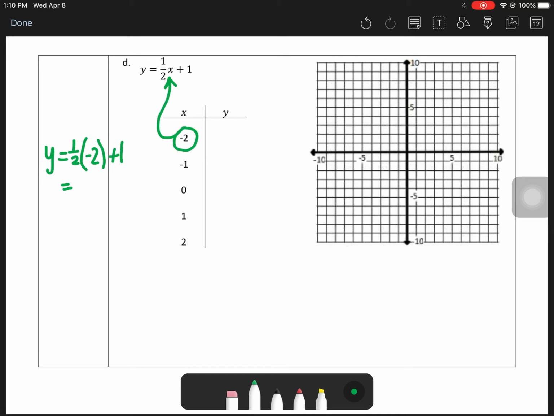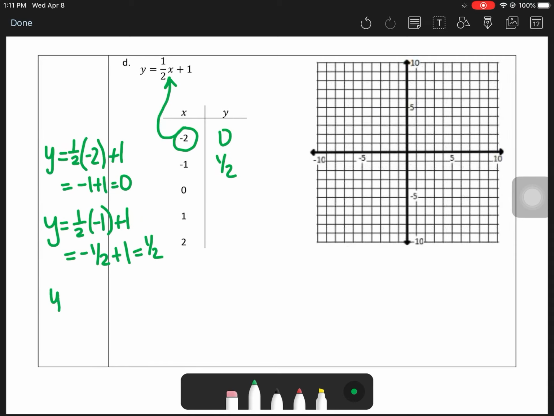Half of 2 is 1, and a positive times a negative is a negative, so that'll be negative 1 plus 1, which is 0. Now I'm going to do the same equation, 1/2, but I'm going to substitute in negative 1 and then plus 1. Half of 1 is a half. A positive times a negative is a negative, so we have negative 1/2 plus 1. If I have a whole cake and I eat half of it, which is negative, then I would have half of a cake left.